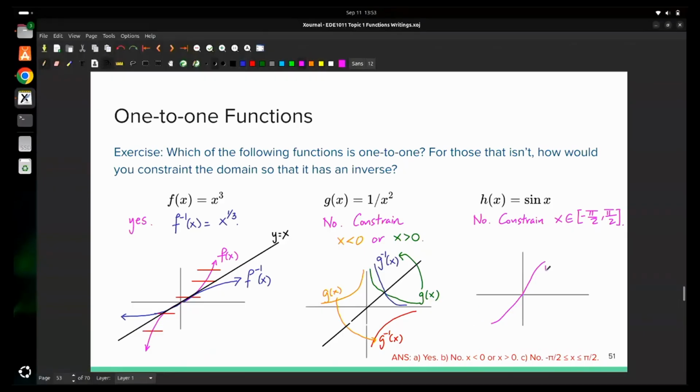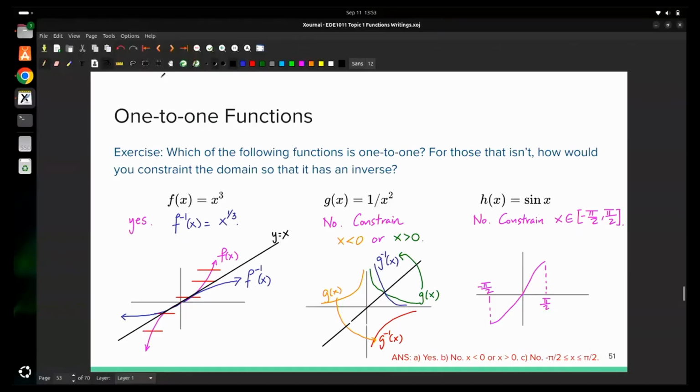Okay, so this is pi over 2, and this is minus pi over 2. Then it is one to one already, because you can only cut the curve once for any horizontal line. Is that right? Okay. So with that, you can get the inverse. If you reflect across the straight line y equals x, you also can get the inverse.